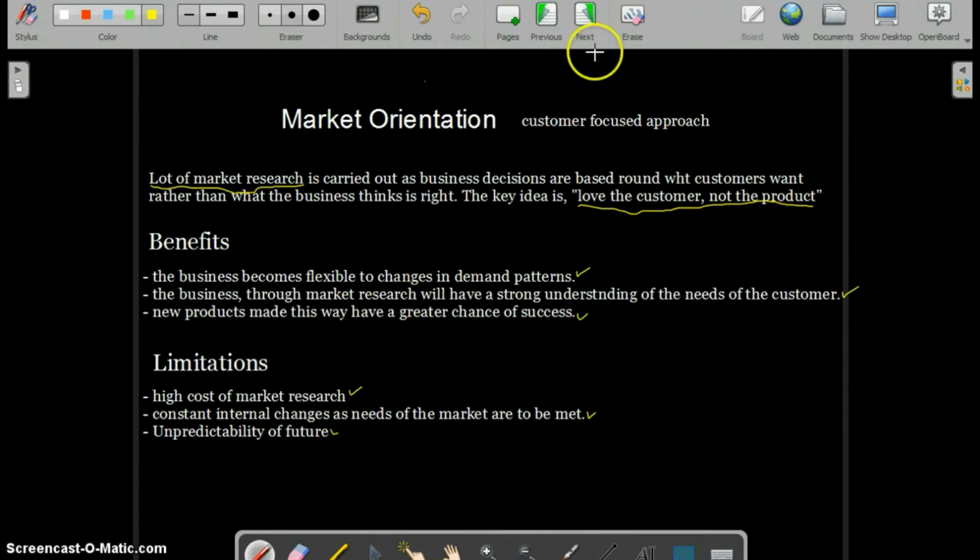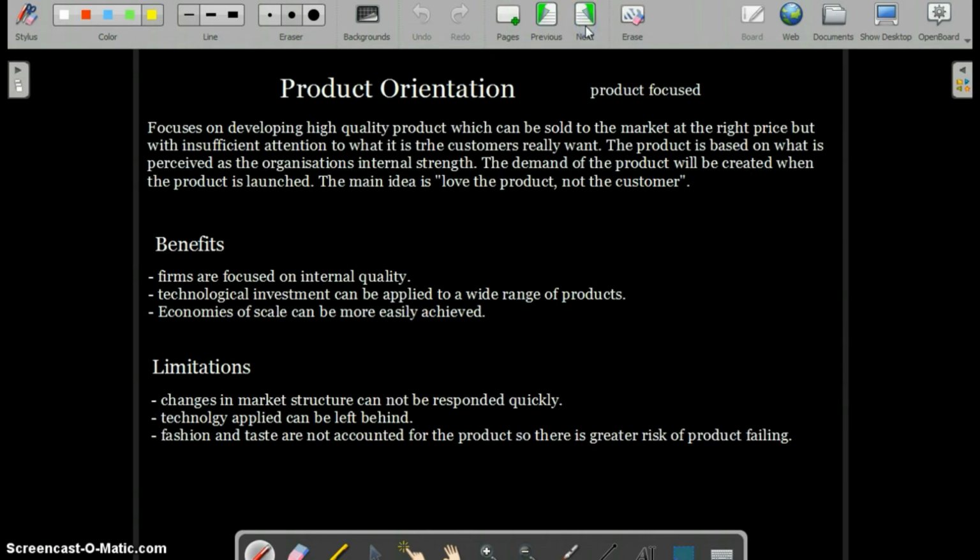Next up, we have product orientation. A product orientation is product focused, as the name suggests. In this method, a business focuses on developing a high quality product which can be sold to the market at the right price, but with insufficient attention to what it is that the customers really want.